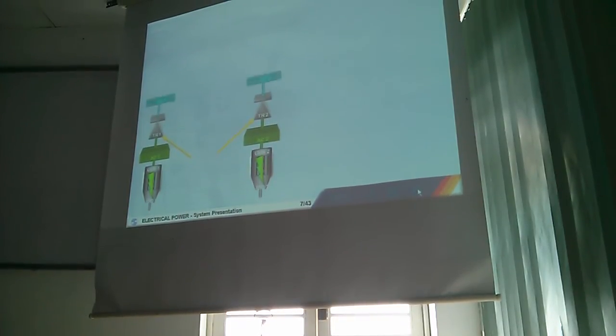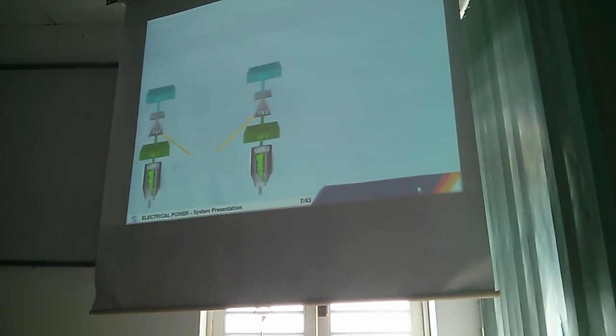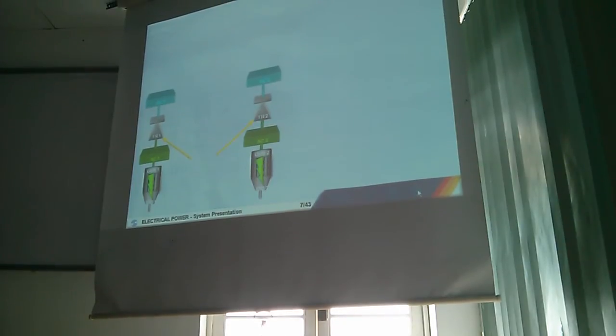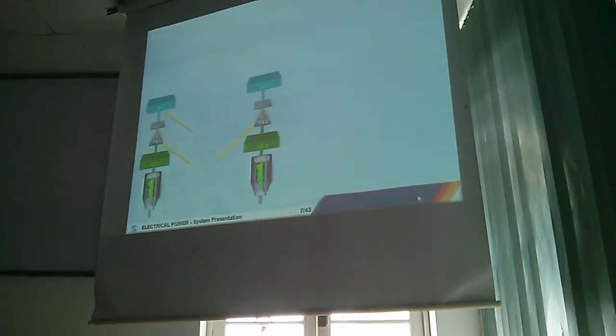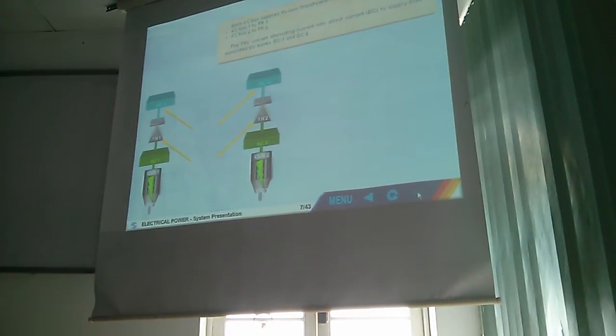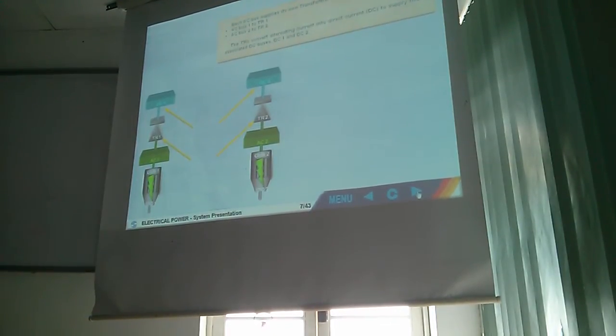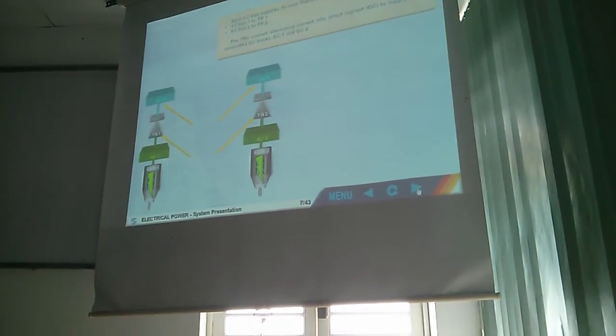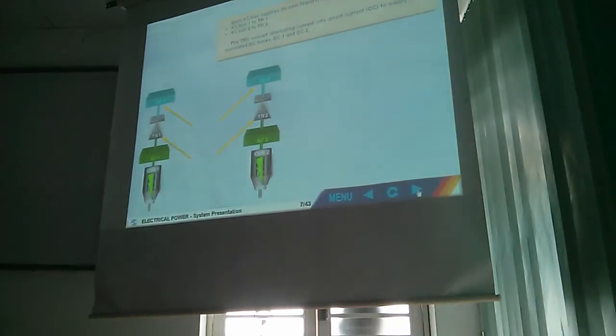The TRs convert alternating current into direct current, DC, to supply their associated DC buses, DC1 and DC2. Easy so far, huh? We can remember this. If I wake you up at 2 o'clock in the morning, this you can remember.